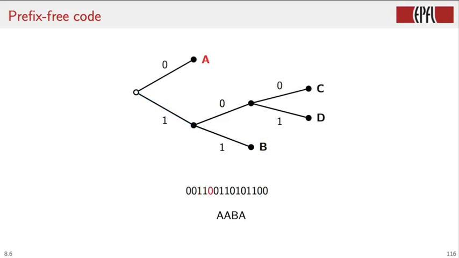Then 0 will give us A, 0 will give us A, 1, 1 will give us B again, then 0 will give us A, and then we have the sequence 1, 0, 1, which if we follow will take us to an intermediate node, so we're not done. 0 will take us to an intermediate node, we're not done, and then 1 will take us to the symbol D. And finally, 1, 0, 0 will take us to the symbol C. So as you can see, the binary sequence is uniquely decoded into a sequence of symbols.